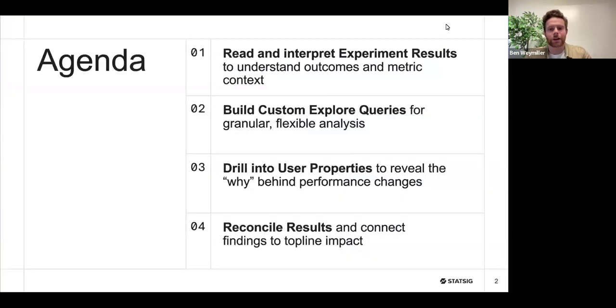We're going to talk through how to interpret and get the most out of Statsig's capabilities for interpreting experiment results, how you can then build custom queries and dive into all the cool new features we've added in the nooks and crannies in these advanced spaces, understand user properties, how to configure them, and then how to use them later on, and then also how to reconcile results if things don't quite match up to expectation. We'll dive into that a little bit as well.